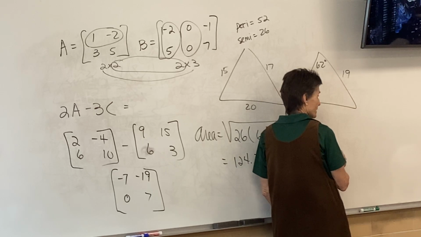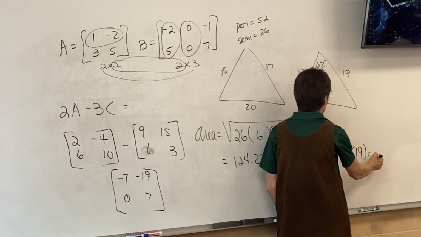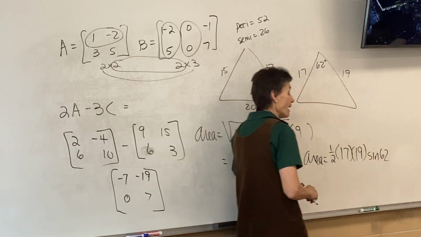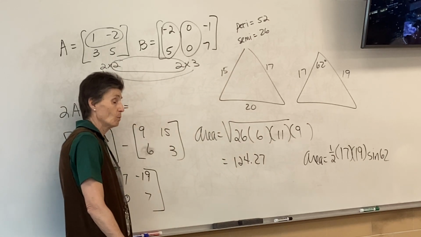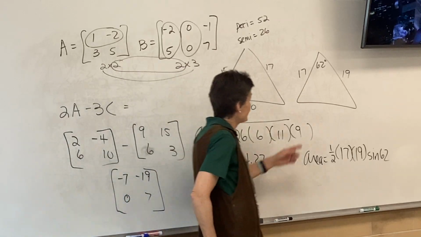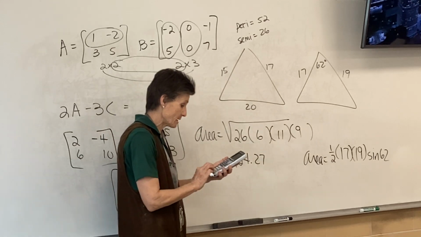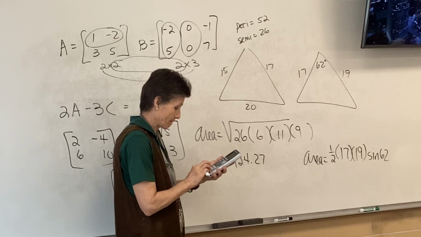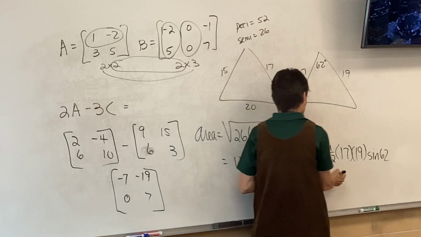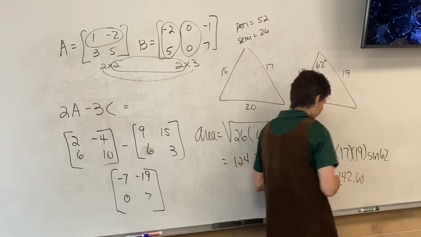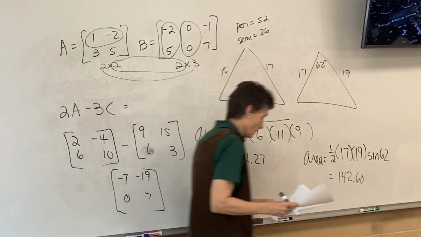What do we take? Area is, for this one, it would be 17 times 19, sine 62. That's half of that. So it's 1/2 side times side times sine of the included angle. So she said take 1/2 times 17 times 19 times sine 62. No square rooting there, just type it in. And that's 142.6 would be the area of that guy. Okay? All right, those are good problems.